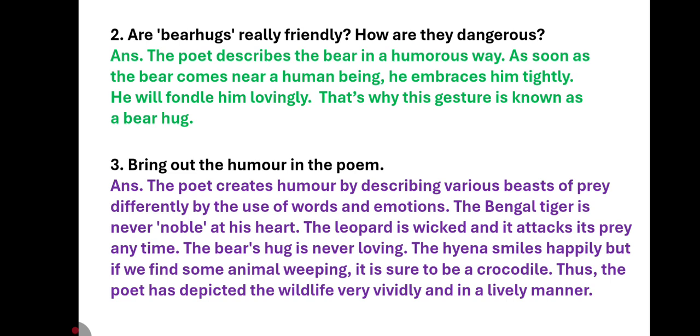Bring out the humor in the poem. The poet creates humor by describing the various beasts of prey differently by the use of words and emotions. The Bengal tiger is never noble at heart. The leopard is wicked and attacks its prey anytime. The bear's hug is never loving. The hyena smiles happily, but if we find some animal weeping, it is sure to be a crocodile. Thus, the poet has depicted wildlife very vividly and in a lively manner.